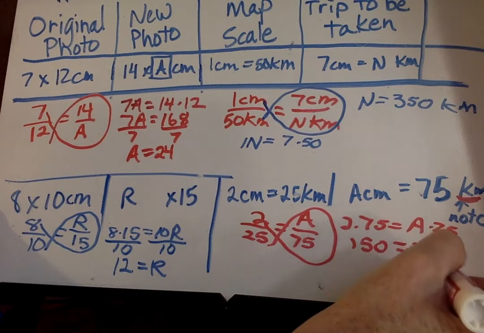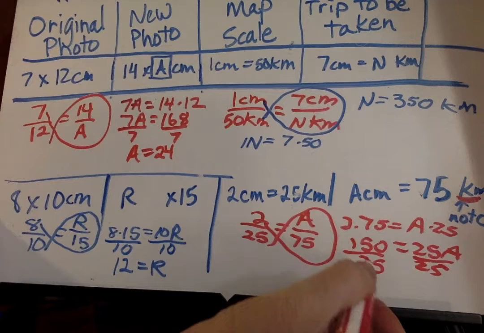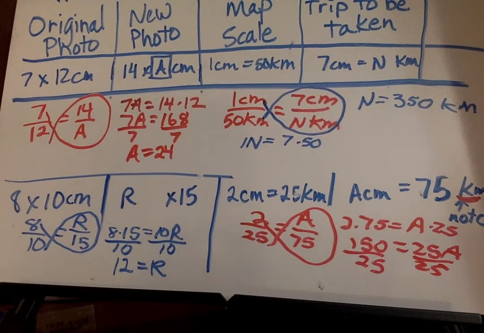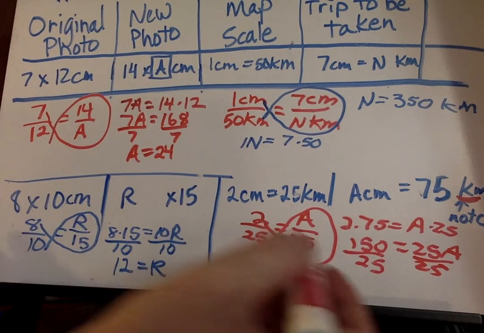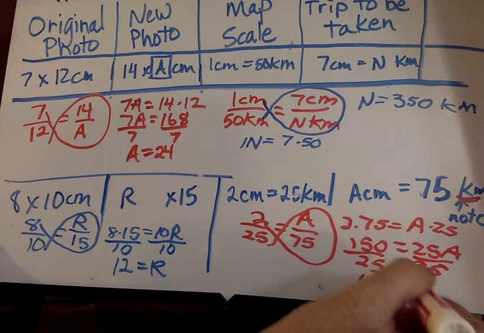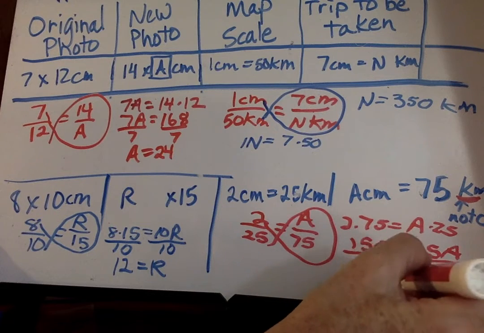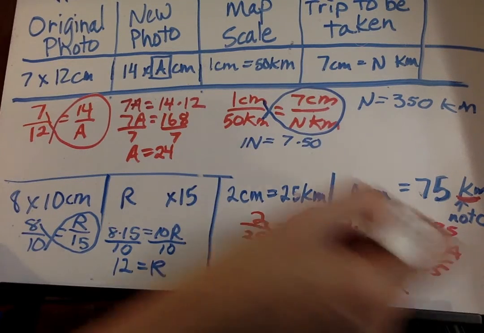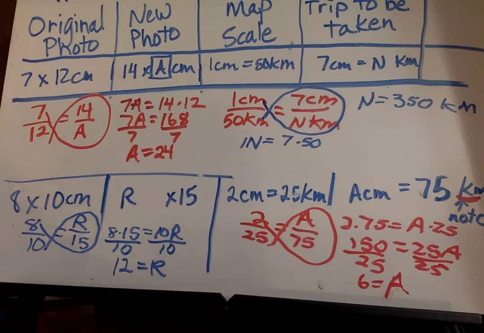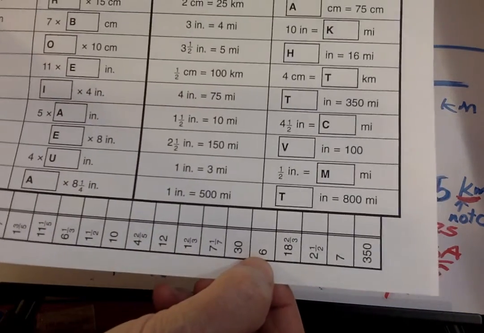Divide by 25, divide by 25. So how many quarters are in $1.50? I believe that's 6. So A equals 6. Okay. So put an A right here where 6 is.